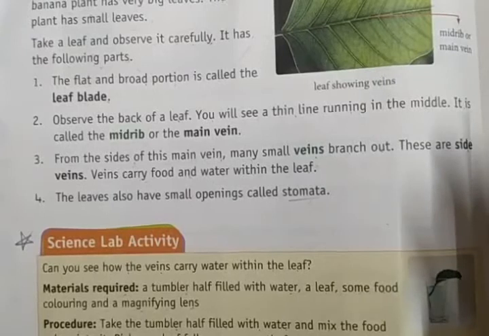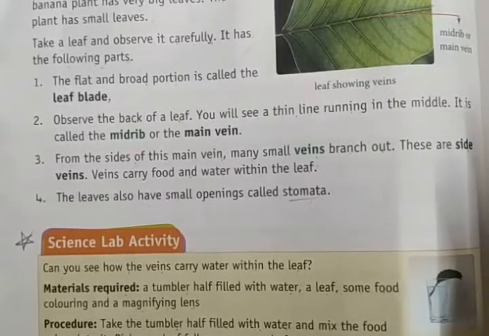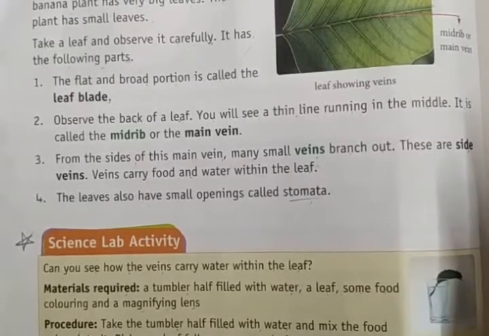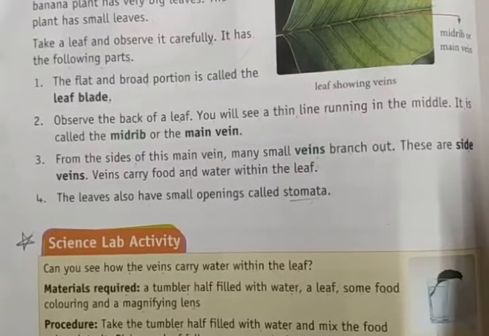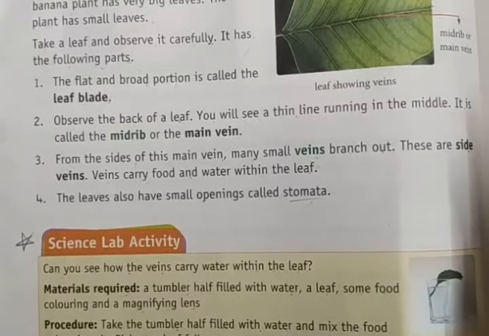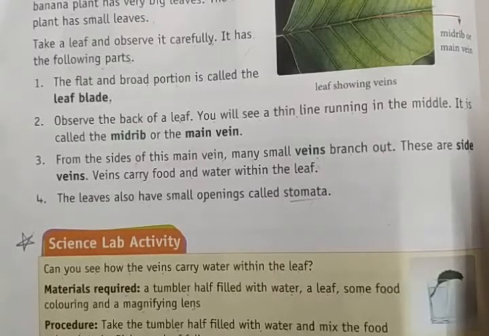Right? Hope you understood. A flat and broad portion is called a leaf blade. Observe the back of a leaf. You will see a thin line running in the middle. It is called the midrib or the main vein. From the sides of this main vein, many small veins branch out. These are side veins. Veins carry food and water within the leaf.